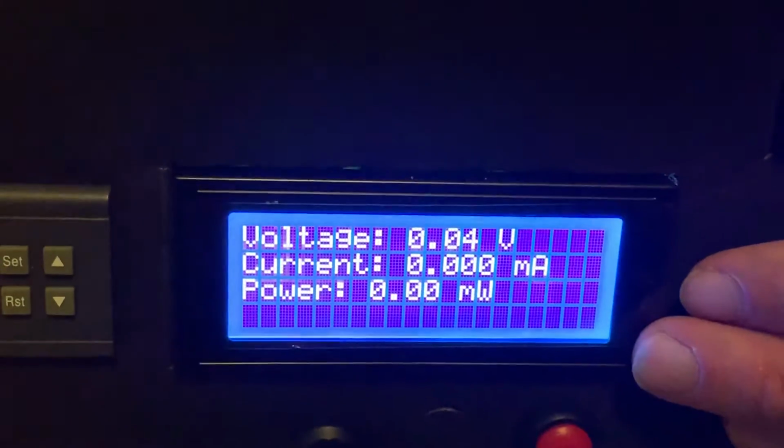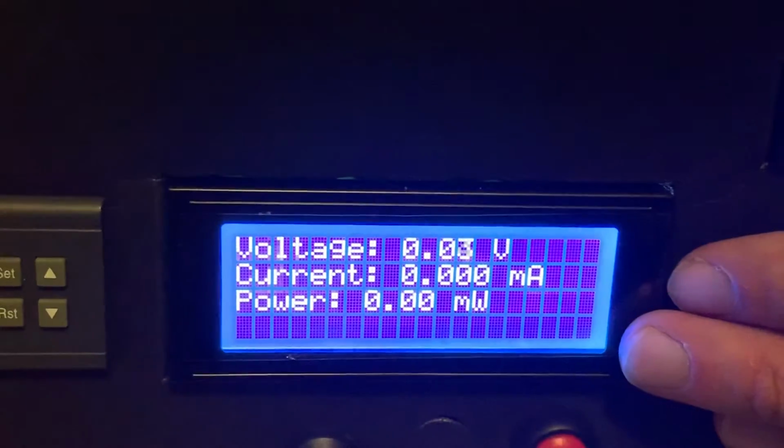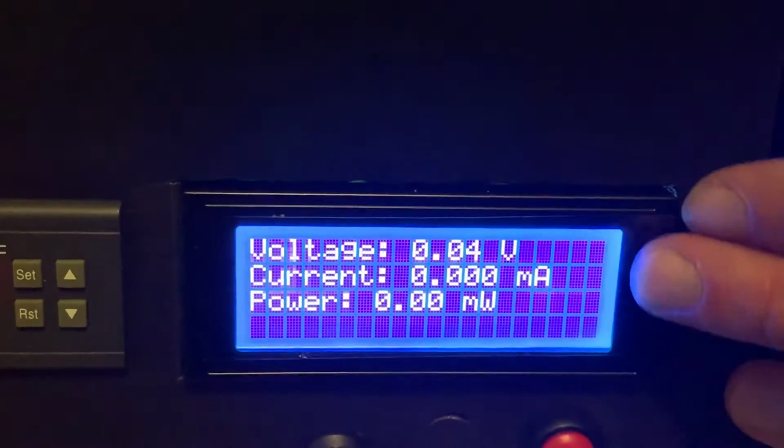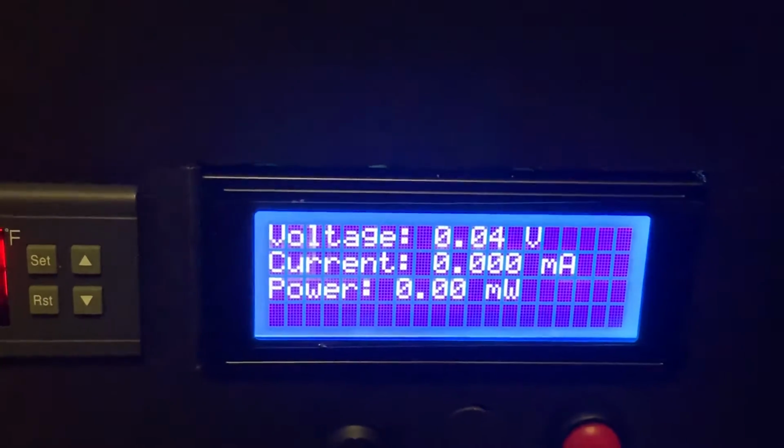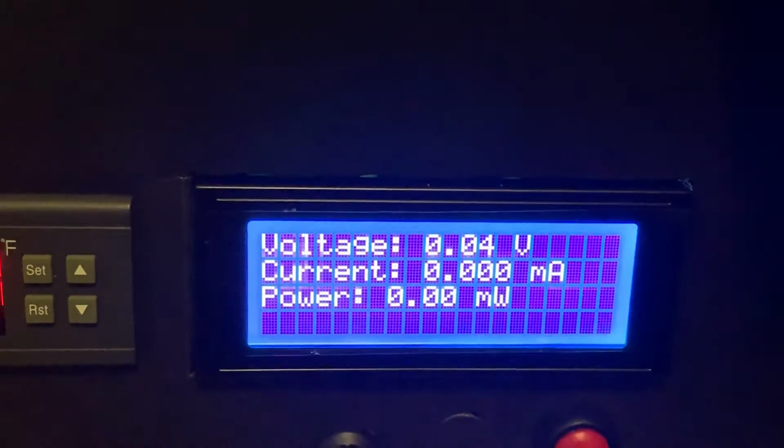This system can also be data logged. It's my photocurrent measurement subsystem, and it can detect voltage, current, and power, and it can data log whatever I subject this to.